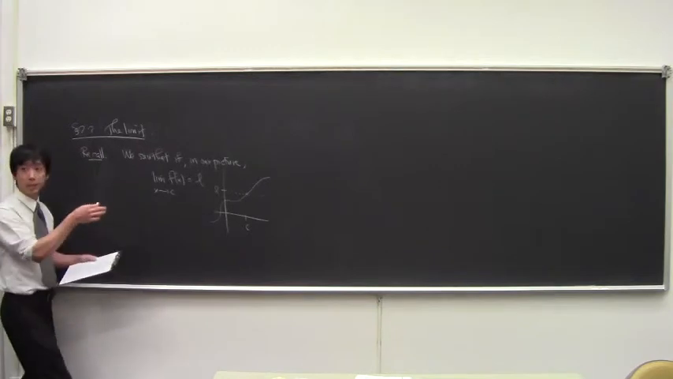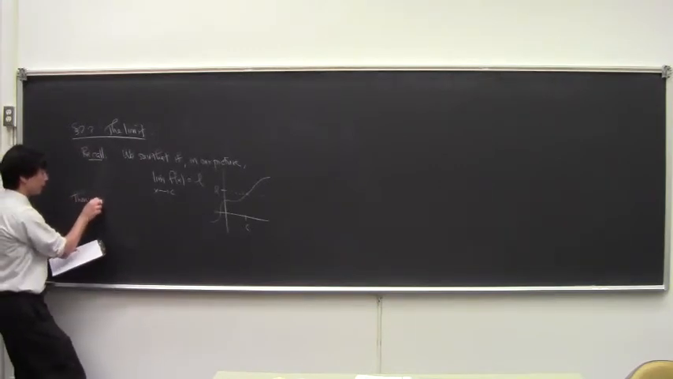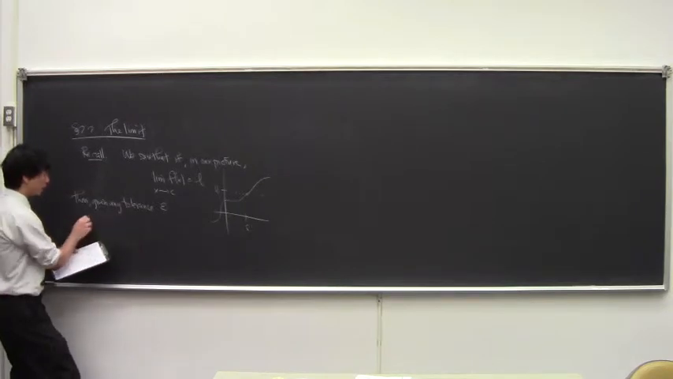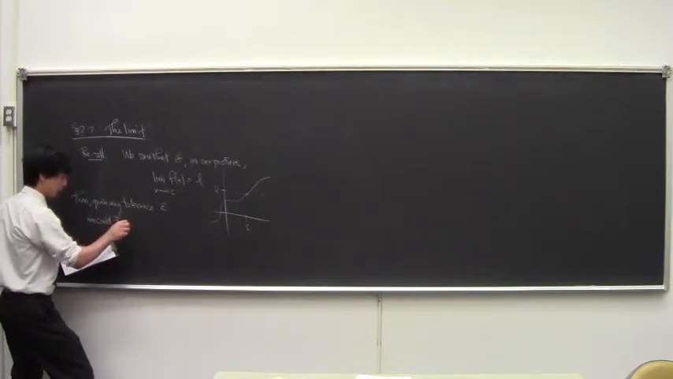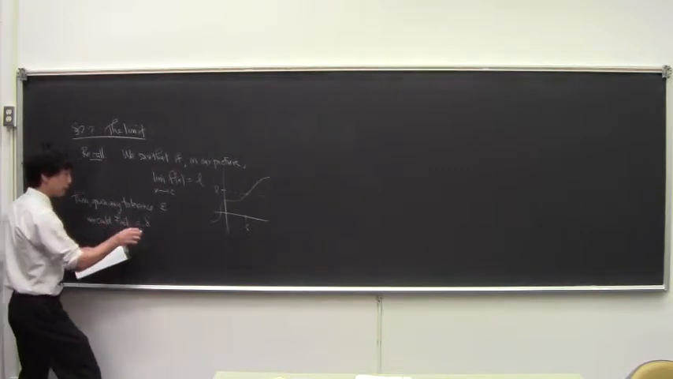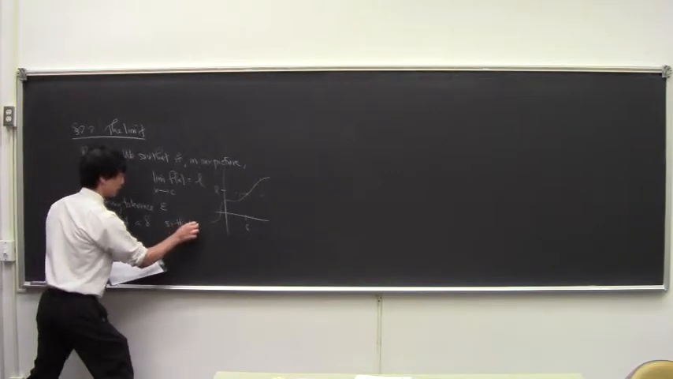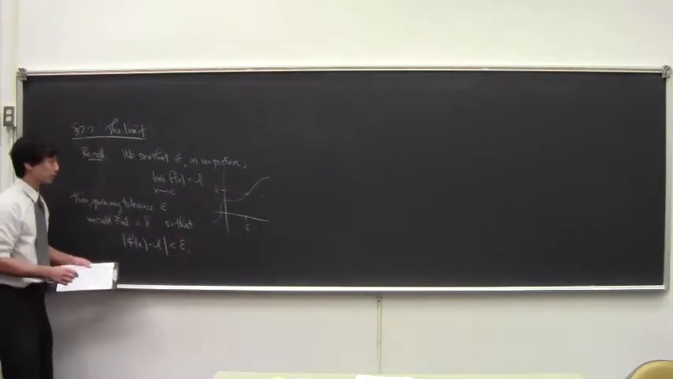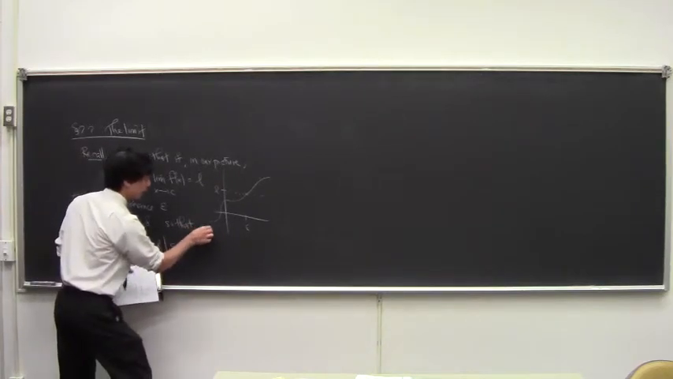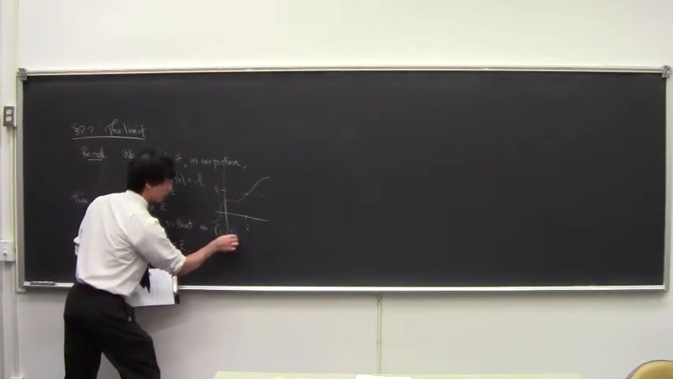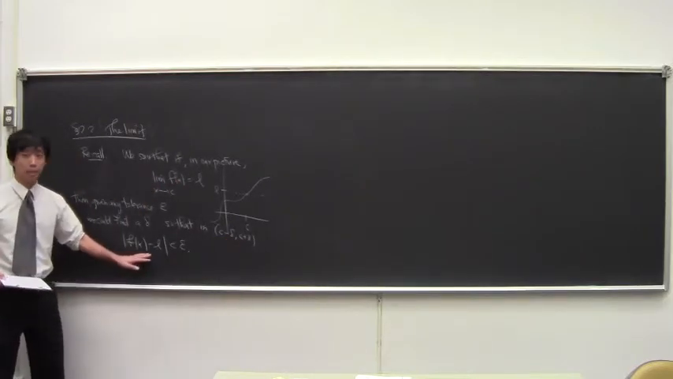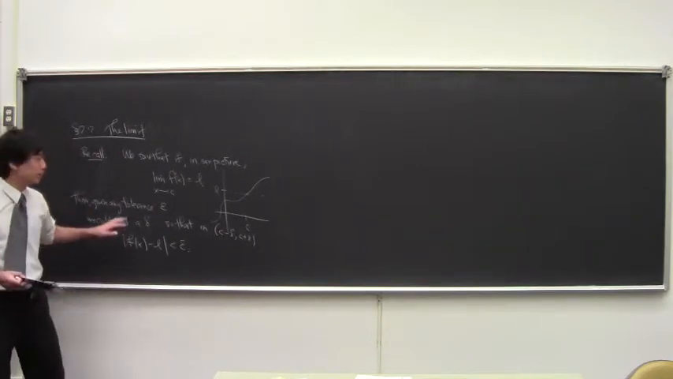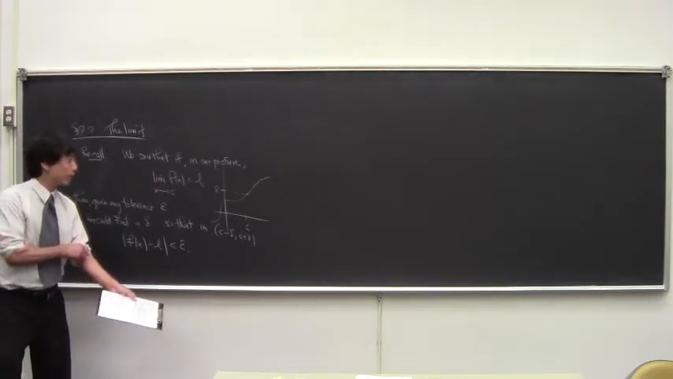Then we saw that if in our picture this happened, then given any tolerance epsilon, we could find a distance delta so that in the interval from C minus delta to C plus delta, the difference of f of x from L was less than epsilon, right? Okay, this was our observation.